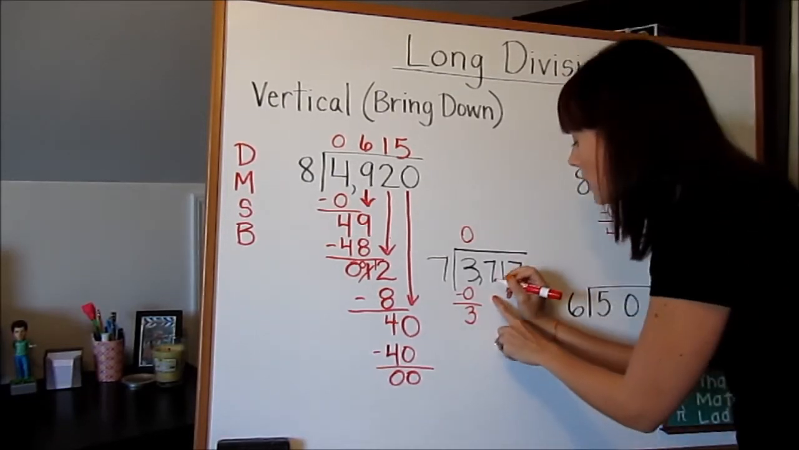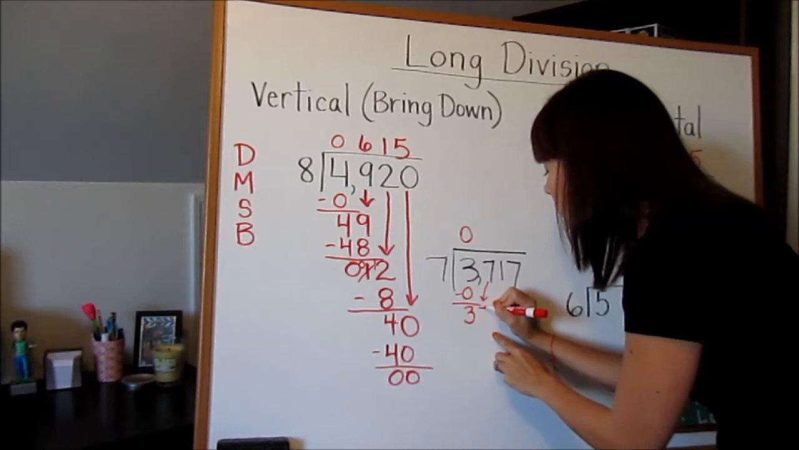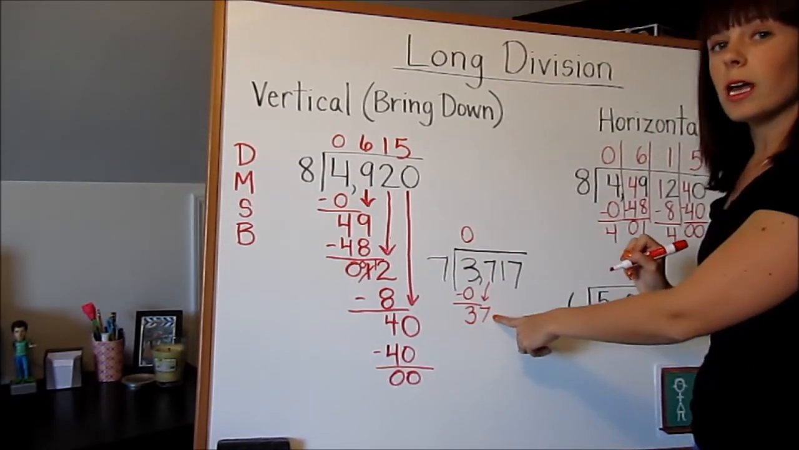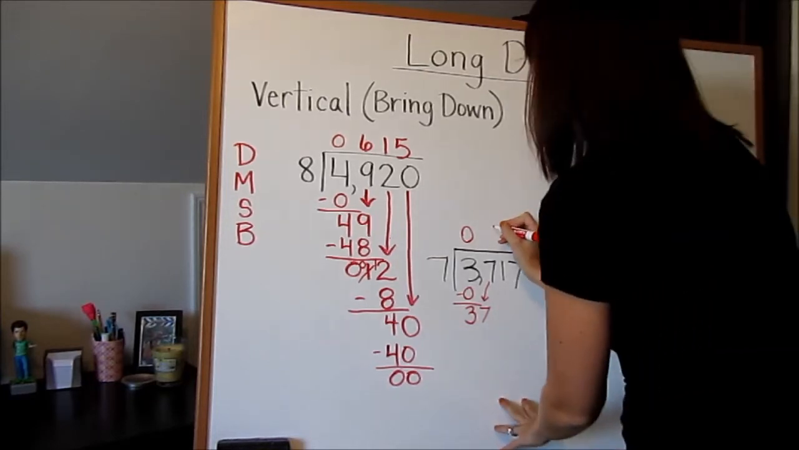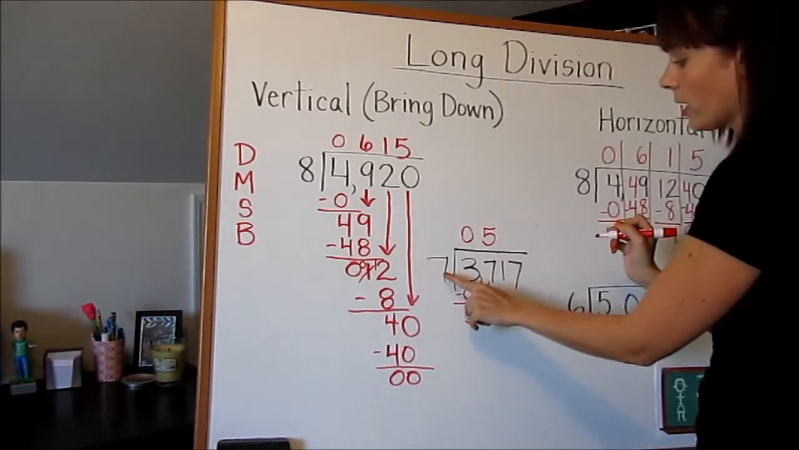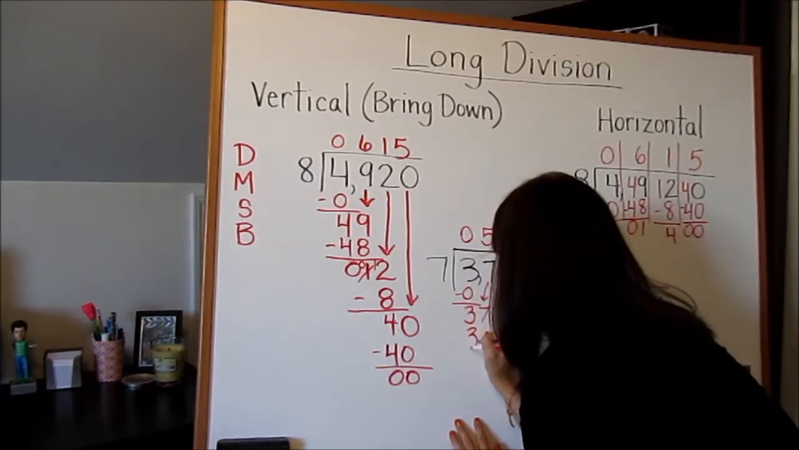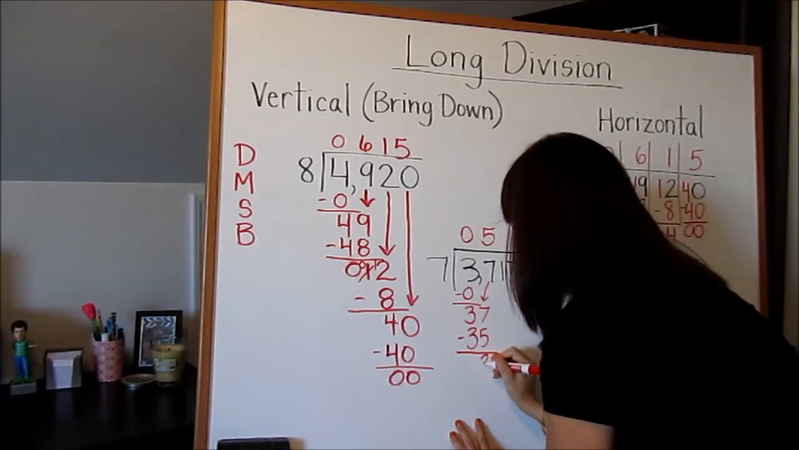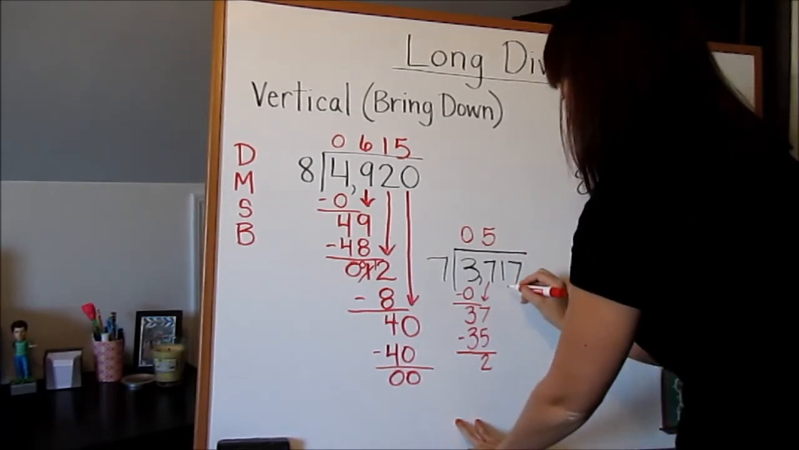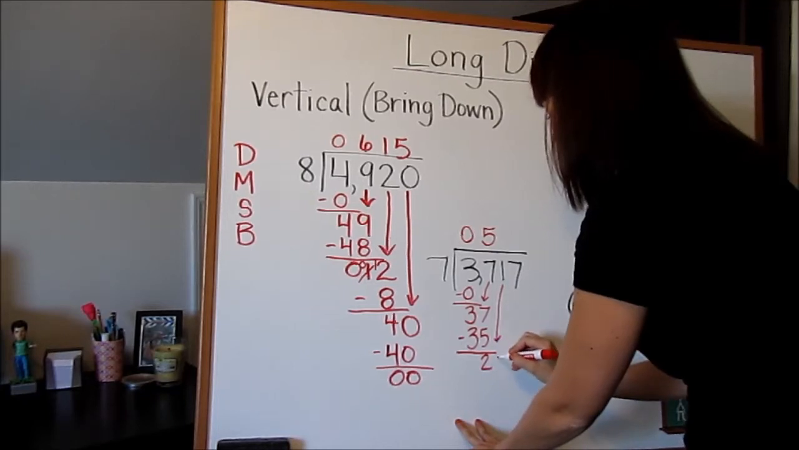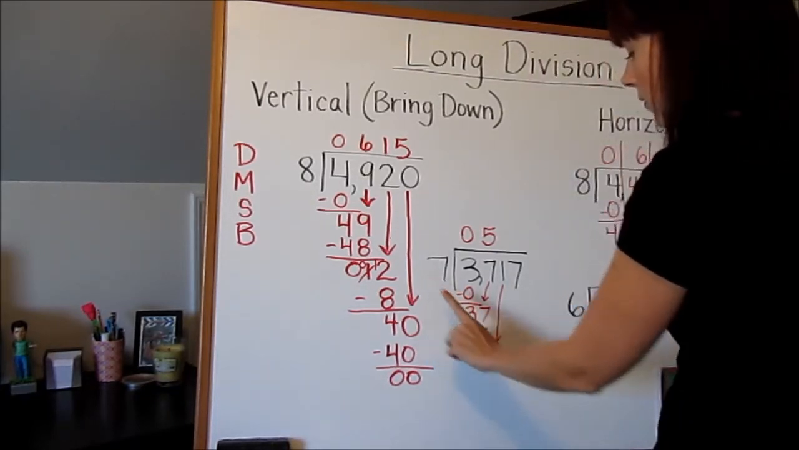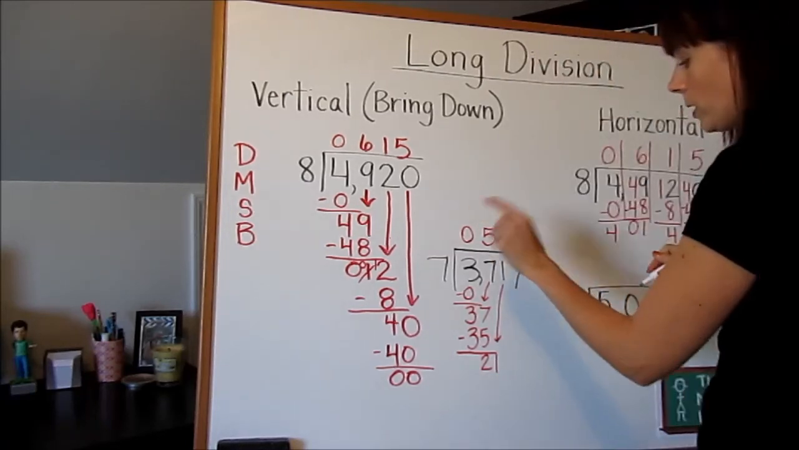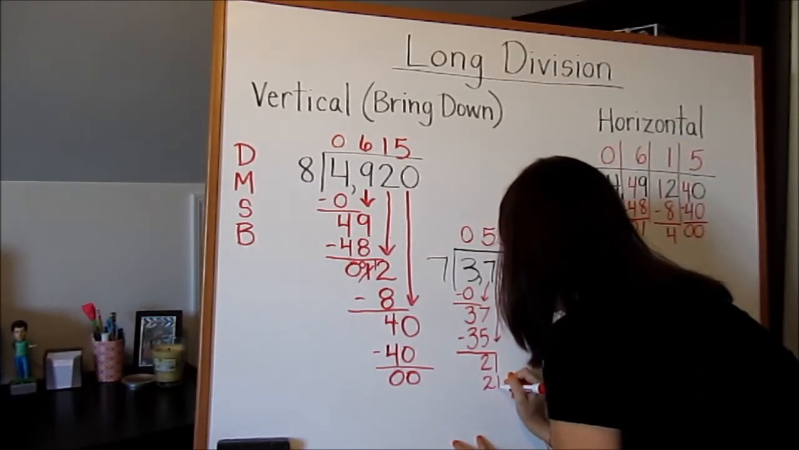Okay, bring down my next number, which is a 7. Okay, 7 does go into 37. 7 goes into 37 5 whole times, because 5 times 7 is 35. And when I subtract that, I have 2. Okay, bring down my next number, which is a 1. 7 goes into 21 3 times. 3 times 7 is 21 exactly.